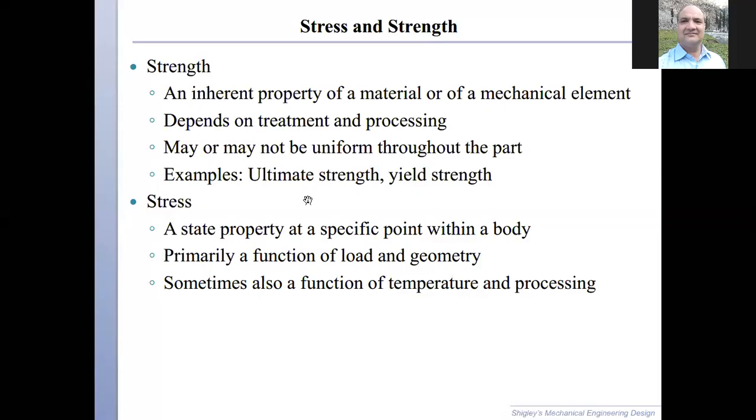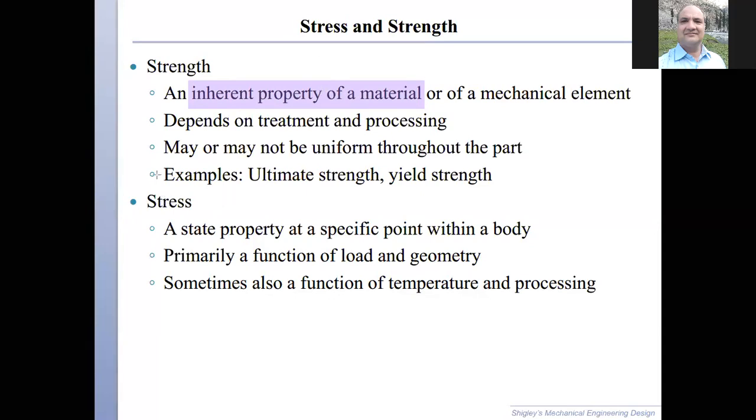Okay, so we were talking about stress and strength. And we already talked about it much. So what I would say is that strength is an inherent property of a material. And again, it depends on how the material is made. It depends on the processing and the constituents of that material. It is just a property of that material.